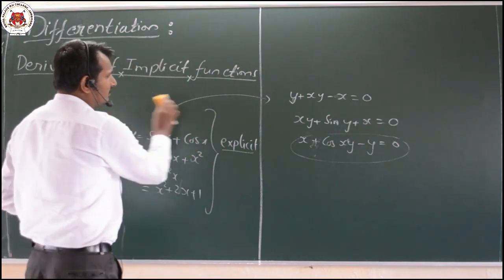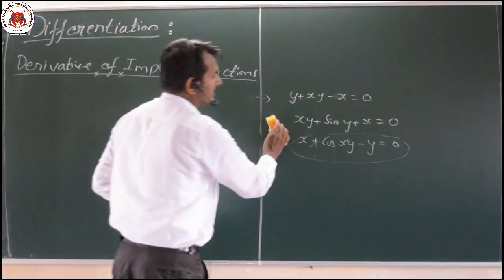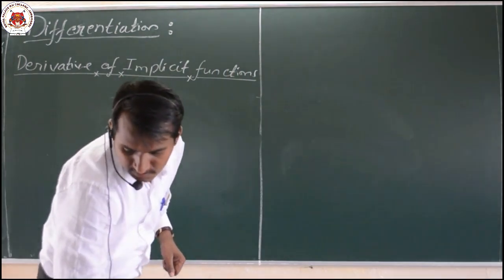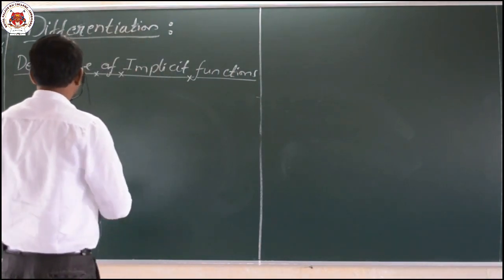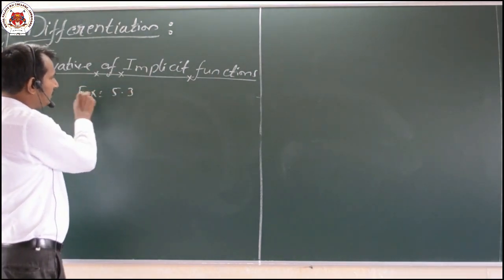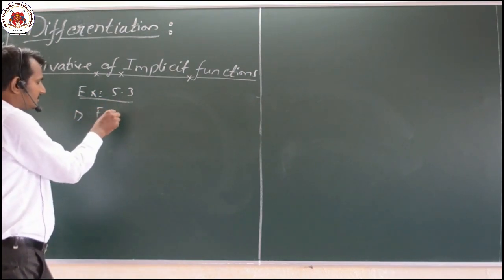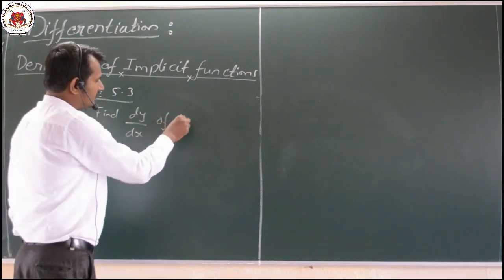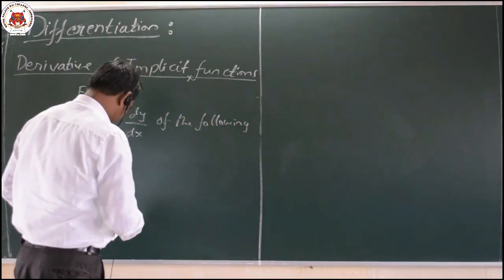Now we shall start with the problems related to our implicit functions. These are very simple and easy examples. Let us move on with exercise 5.3. Exercise 5.3 problems. The first one: find dy by dx of the following.